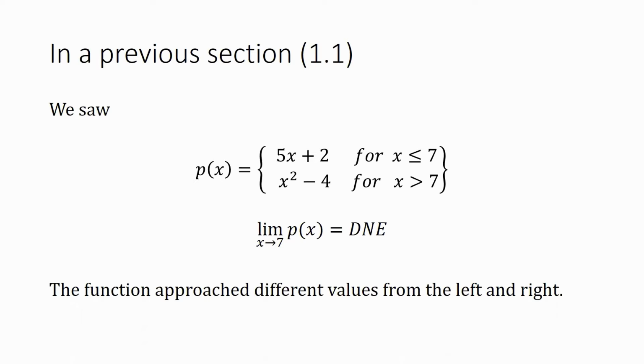And we saw that numerically, the limit of p of x did not exist as x goes to 7, because as x goes to 7 from above, we'd use the x squared minus 4. And that leads to a different place than going to 7 from below, because going to 7 from below, we would have to use the expression 5x plus 2 to evaluate the function. So the function approached different values from the right-hand side and the left-hand side.